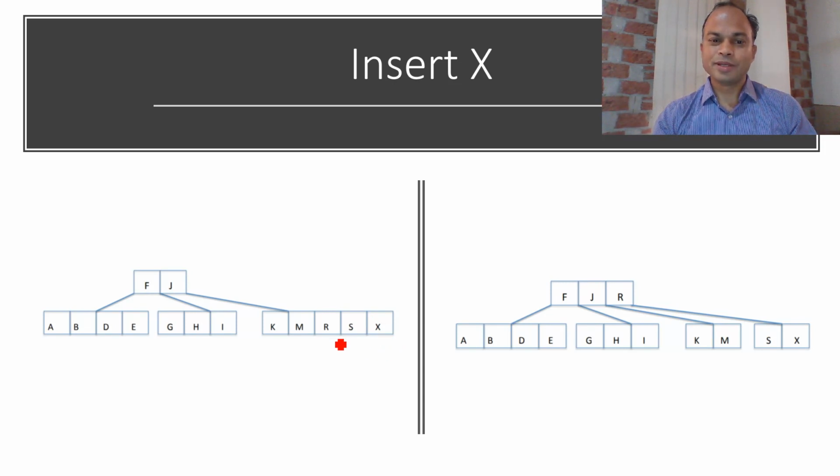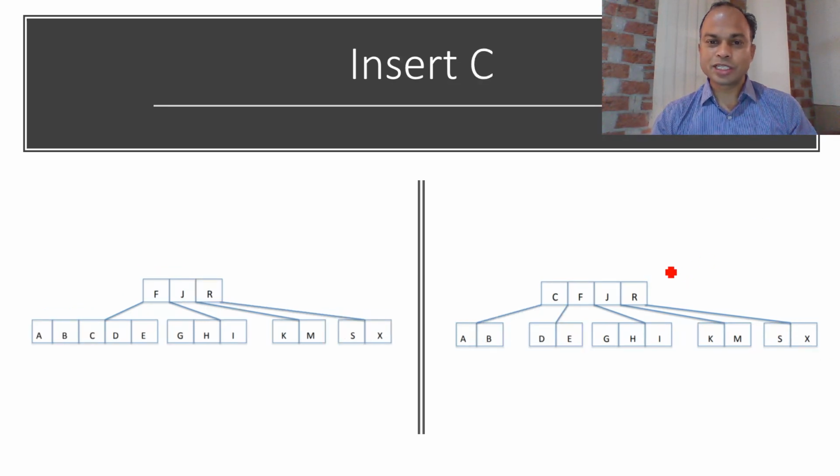If we observe, this particular node consists of 5 keys. Therefore, it should split into two parts, and it should split around R. R goes above, and we have here KM and SX. In such a way, we can insert X.